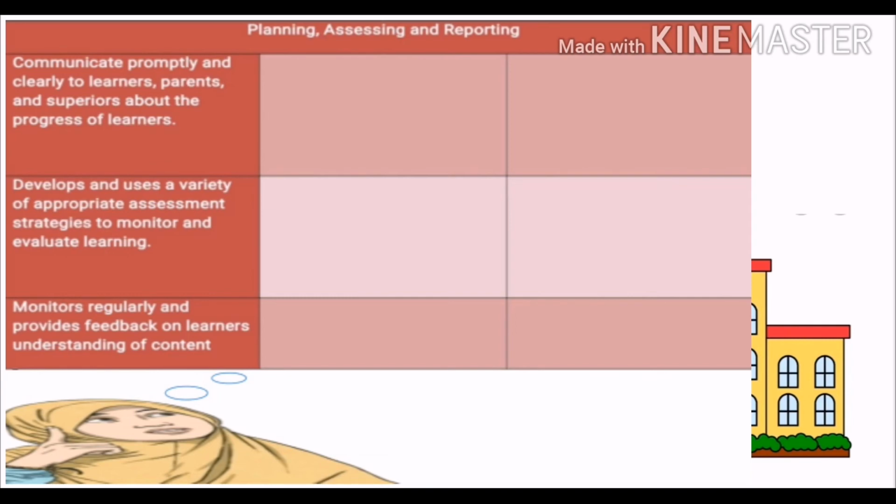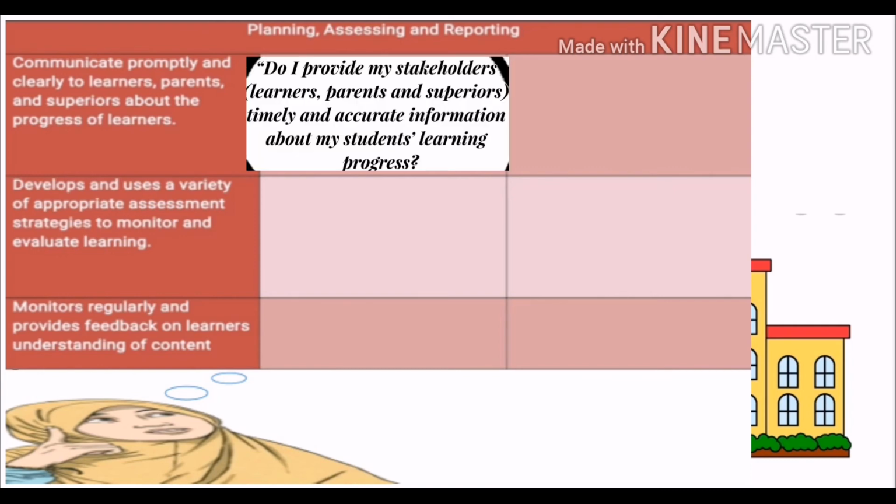So, to achieve Domain 5, Planning, Assessing, and Reporting, communicate promptly and clearly to learners, parents, and superiors about the progress of learners. Develops and uses a variety of appropriate assessment strategies to monitor and evaluate learning, monitors regularly and provides feedback on learners' understanding of content.